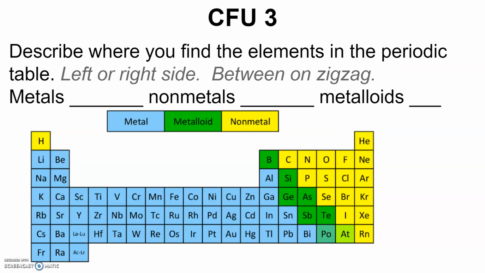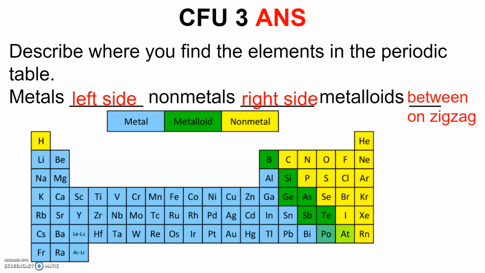Next question, describing where you would find the element in the periodic table. Where would you find metals, nonmetals, and semi-metals or metalloids? You can use terms like left side or right side, between or on the zigzag. Pause the video, and when you press play again, the answer will be revealed. So typically the metals are found on the left side, and the nonmetals are found on the right side. And the metalloids are found in between the metals and nonmetals along what's called that zigzag line.